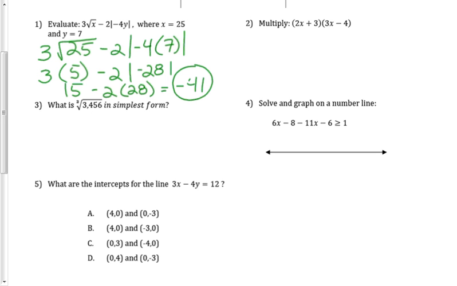There's a couple things to watch out for. The main thing is your negatives with the absolute value. So make sure you simplify what's inside the absolute value first. Once you've simplified what's inside, then make it positive.